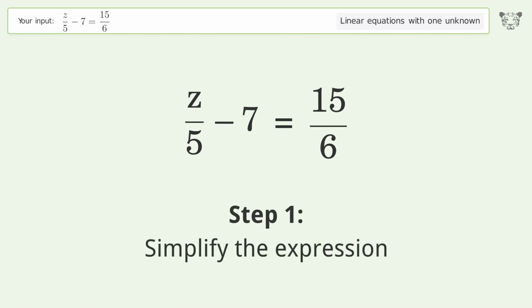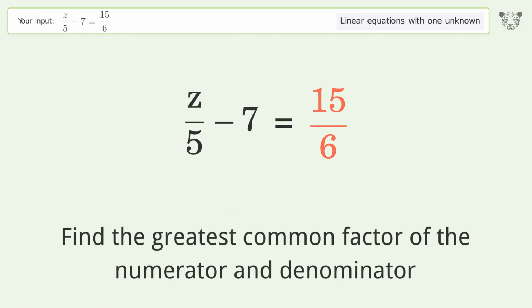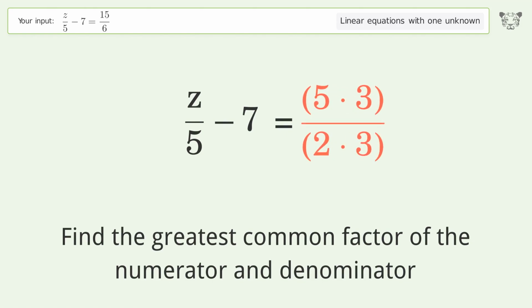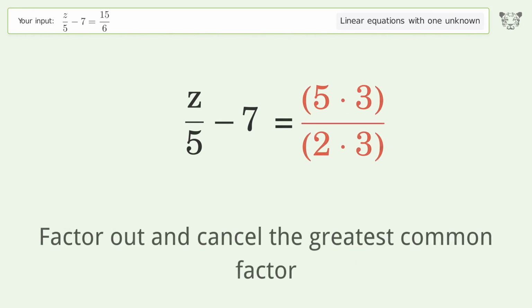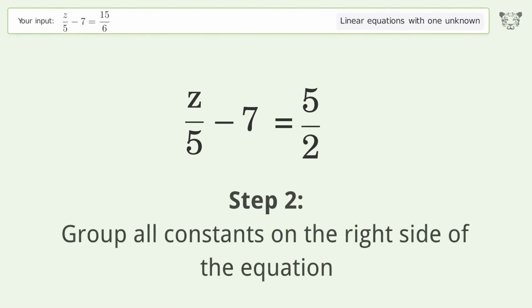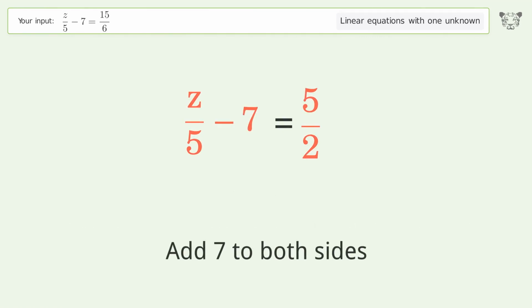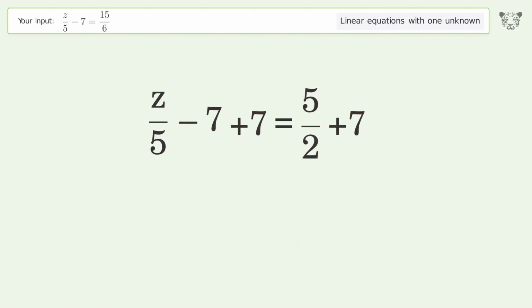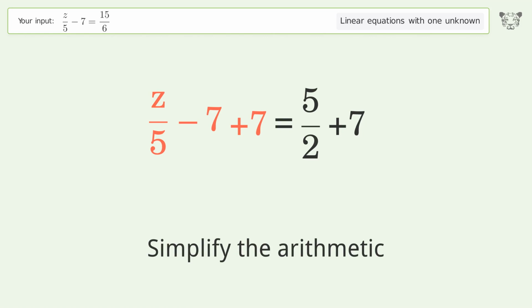Simplify the expression. Find the greatest common factor of the numerator and denominator. Factor out and cancel the greatest common factor. Group all constants on the right side of the equation. Add 7 to both sides. Simplify the arithmetic.